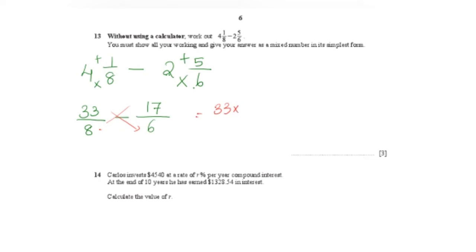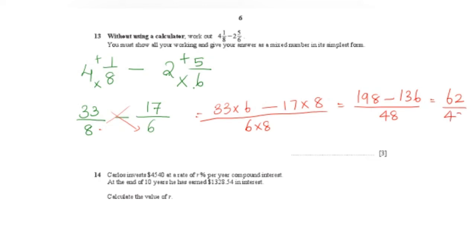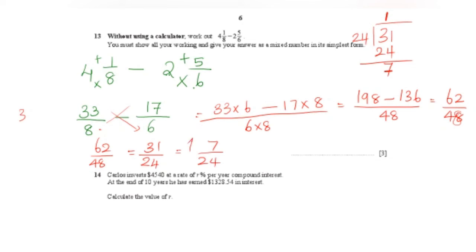33 times 6 minus 17 times 8, the whole divided by 6 times 8, which is 198 minus 136 divided by 48. That is 62 by 48. These can be further simplified. So our final answer comes as 1 7 upon 24.